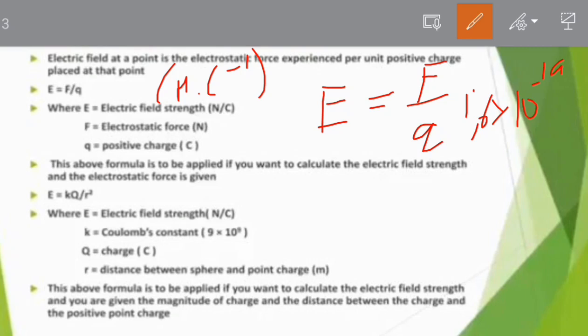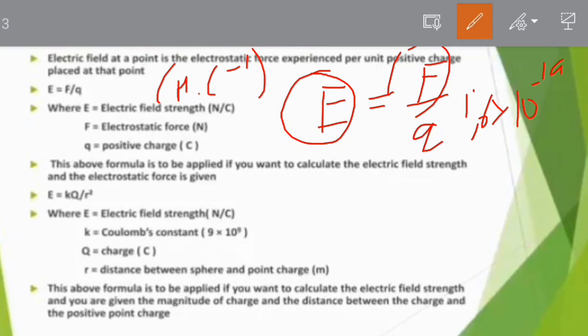Then we say this above formula is to be applied if you want to calculate the electric field strength and the electrostatic force is given. So you can see here you want to calculate the electric field strength, but then you are given the electrostatic force. So it's just a matter of putting the value for the electrostatic force divided by Q, which is 1.6 times 10 to the power of -19, and then you will get the electric field strength, right?